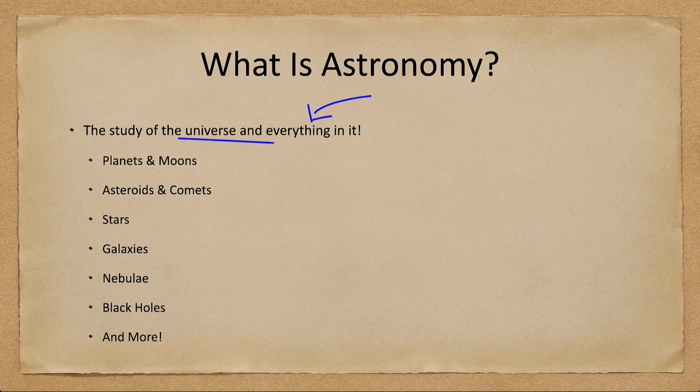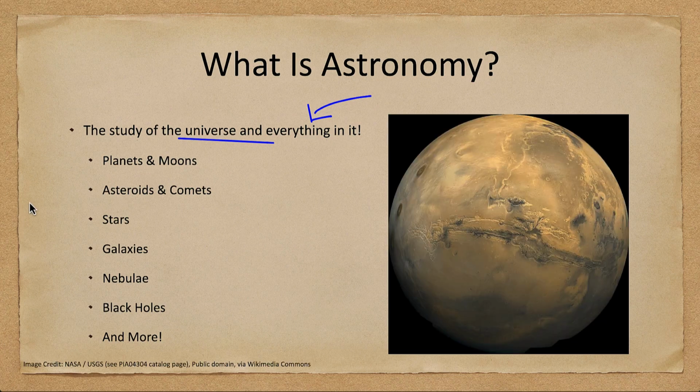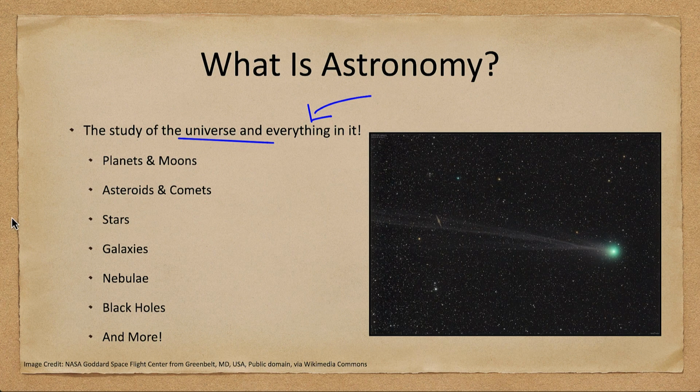And we'll be looking at things like planets and moons, such as the planet Mars seen here, and many of the moons, hundreds of moons within the solar system. So we will talk about those. We will look at asteroids and comets. Here's an image of a comet, as it stretches back across the sky. Those are some of the smaller debris within our own solar system.